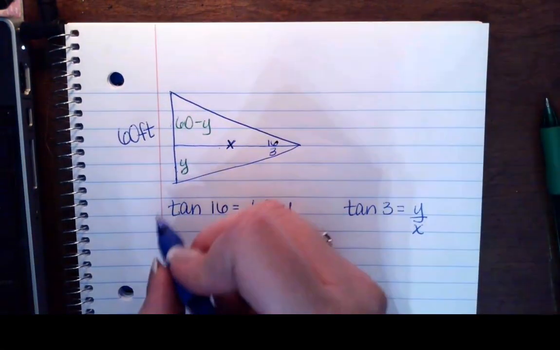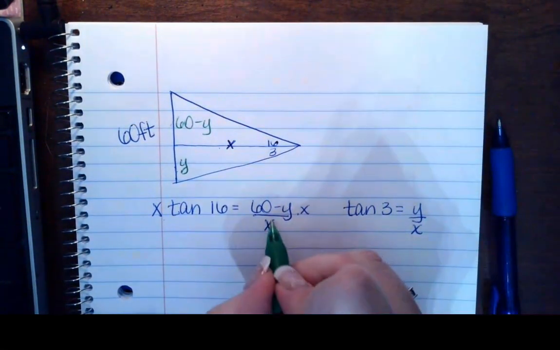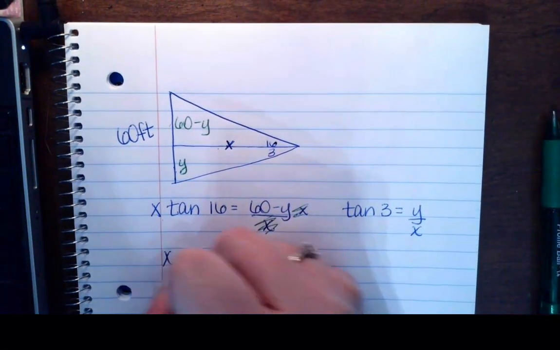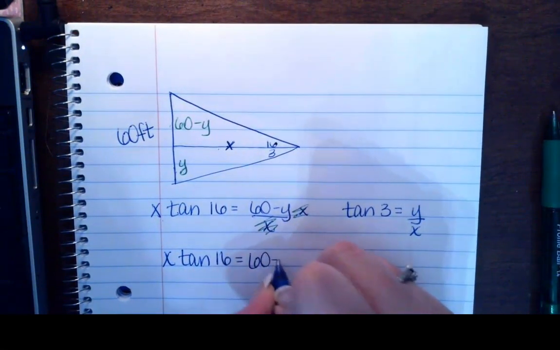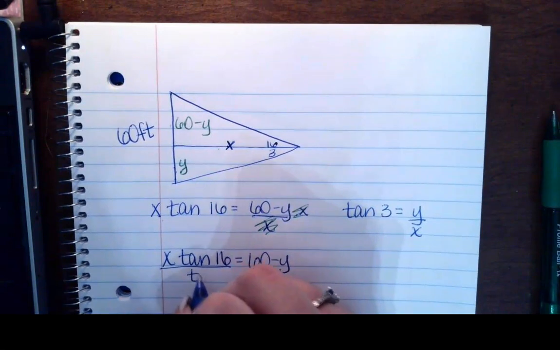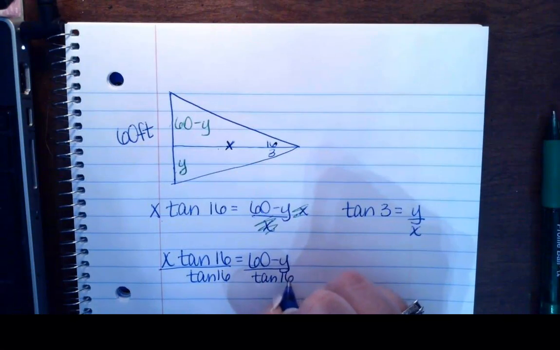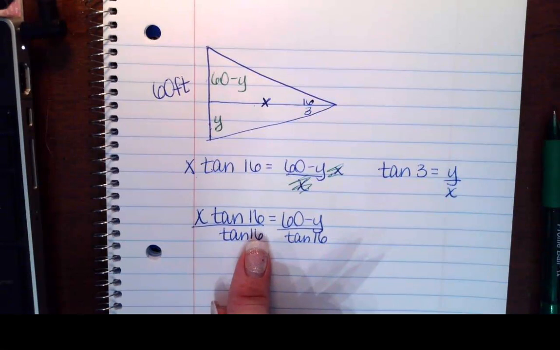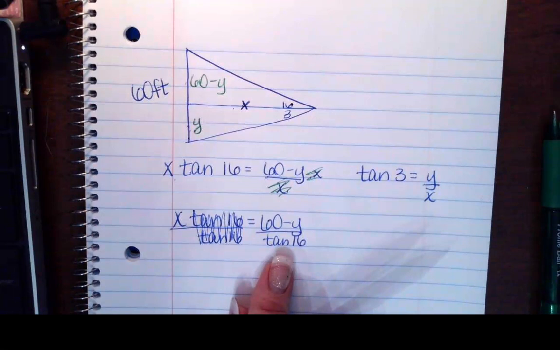Okay, so I'm going to multiply this side by x. So that reduces here. So I have x times the tangent of 16 equals 60 minus y. I'm going to divide both sides by tangent 16. Tangent 16 is a number. Okay, it's the tangent of 16 degrees, so that is a number. So it reduces on the left, so now I know what x equals. X equals 60 minus y over the tangent of 16.